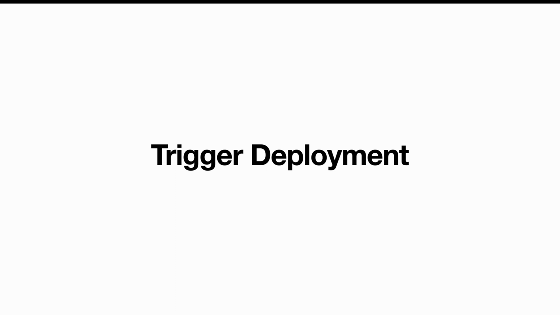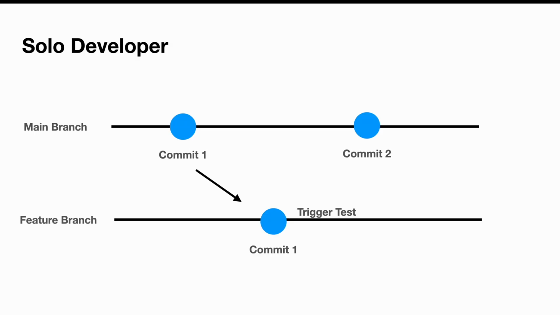But now we want to trigger deployment. As a solo developer, this is a very handy feature as it helps you to build and archive your project so that you don't need to go through the manual steps. Before this, we always trigger the test when every code changes in the branch, which is also happening on the feature branch. But now, we only want to trigger the distribution when the main branch changes.